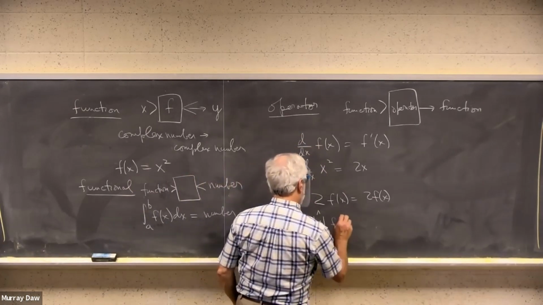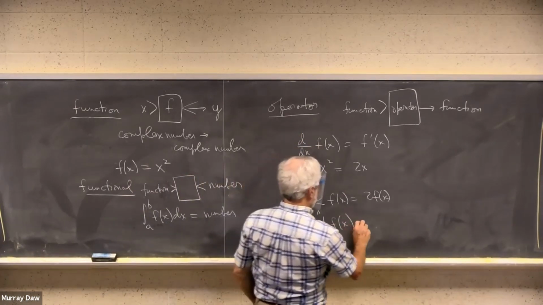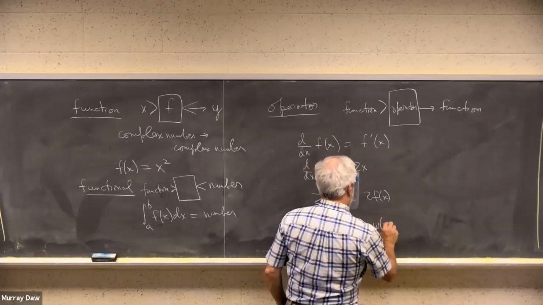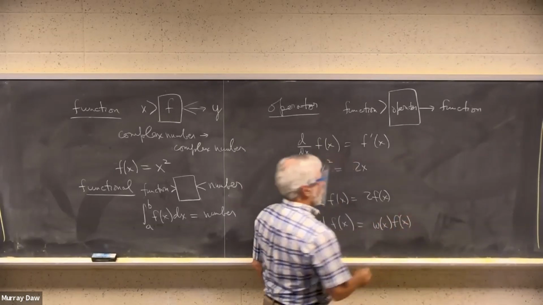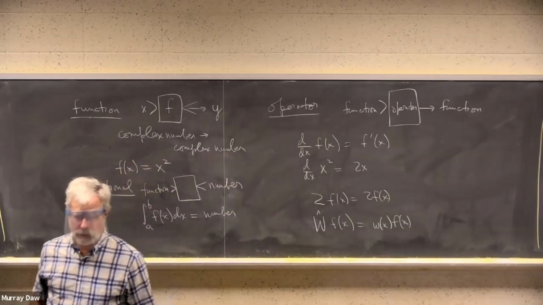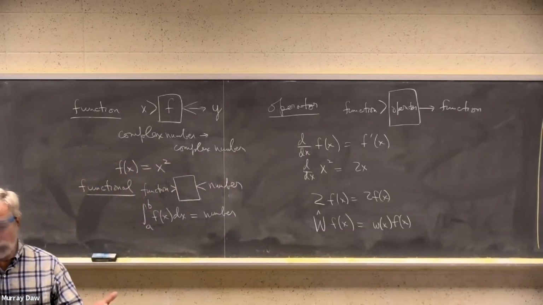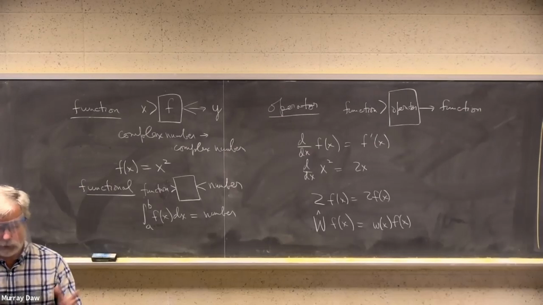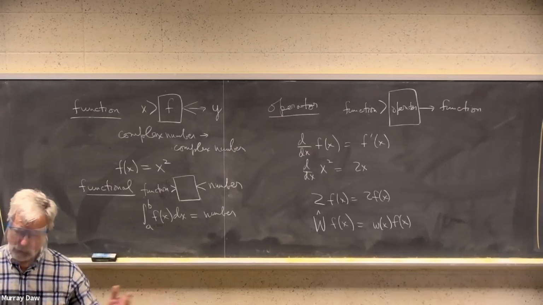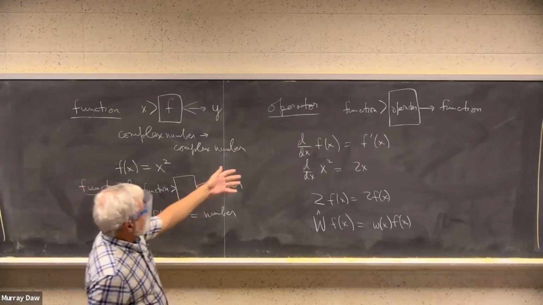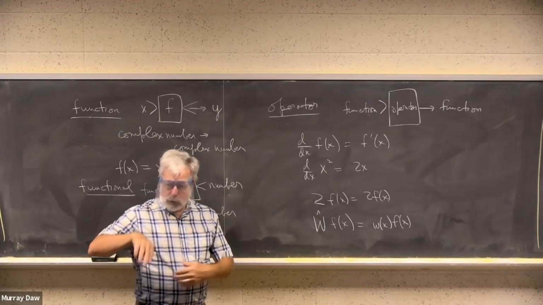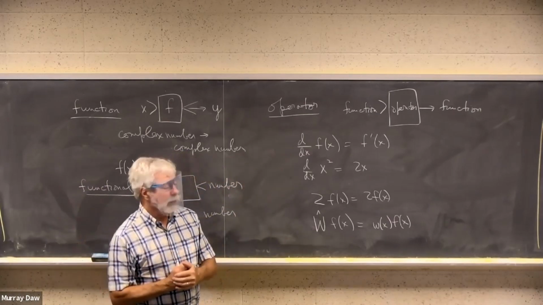So you could define an operator called W, which is to multiply f of x by some particular function W of x, potentially. That's an operator. Trivial operator. You just multiply by a constant or multiply by a function. Derivatives are a little bit more. It's the slope of the tangent at a curve.